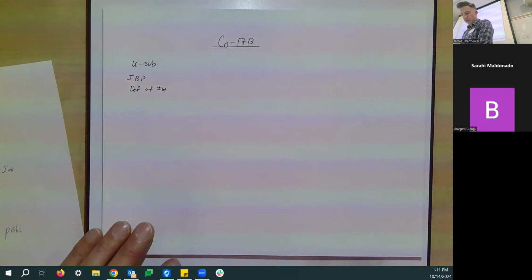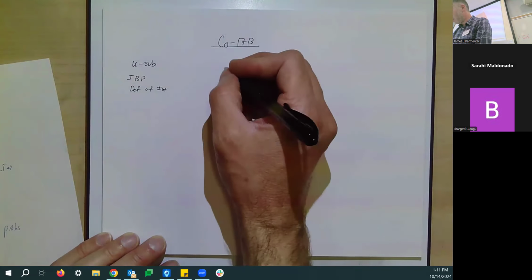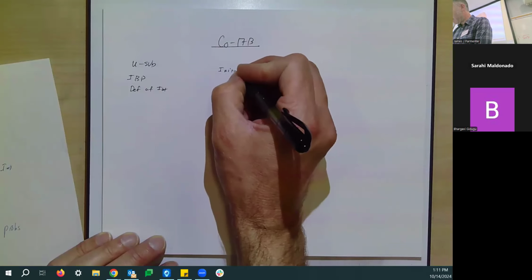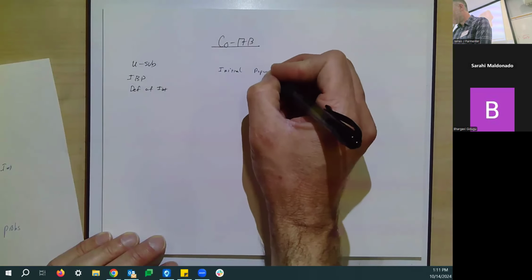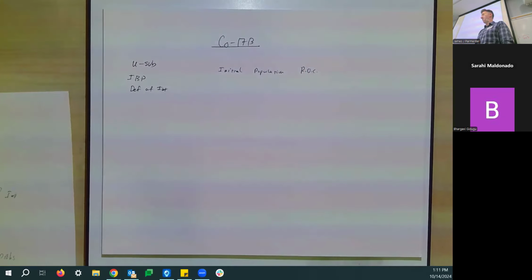Oh yeah, and then there was this problem. I feel like we did one of these before, something like an initial population rate of change problem. And then let me ask you, has anyone started doing partial fractions yet?